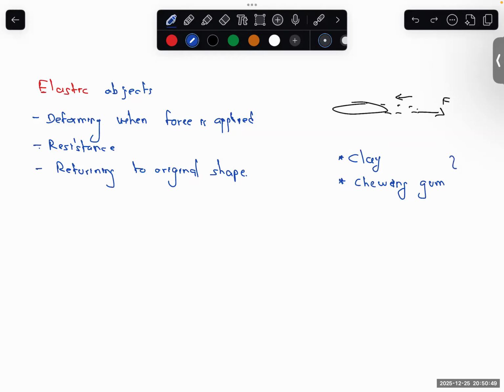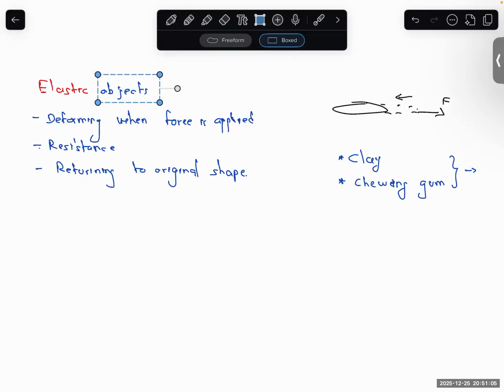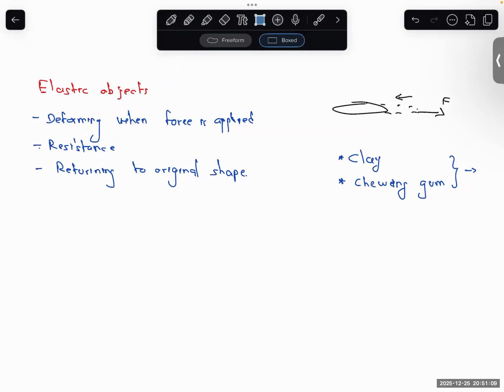Do you know the name for this kind of property? They undergo change, but they don't return. Kind of opposite of elastic? Don't know? It's called plastic.